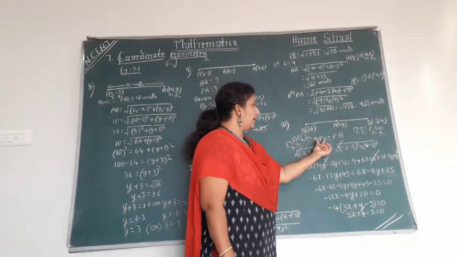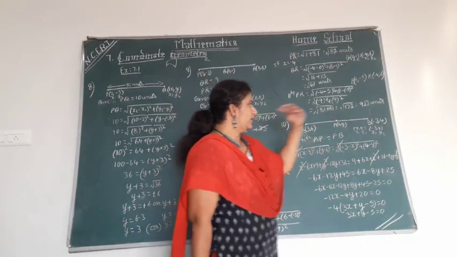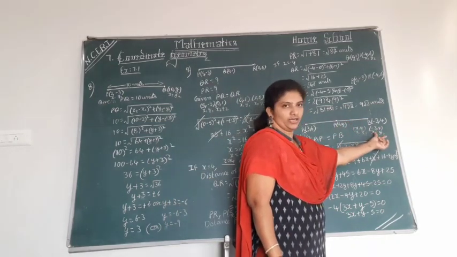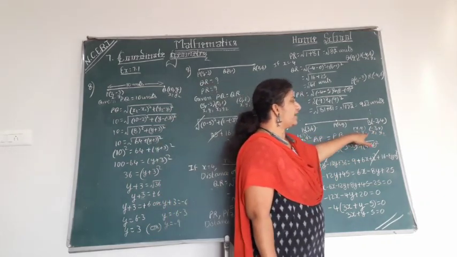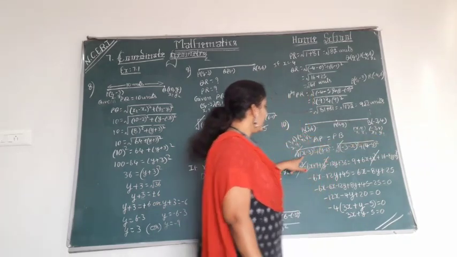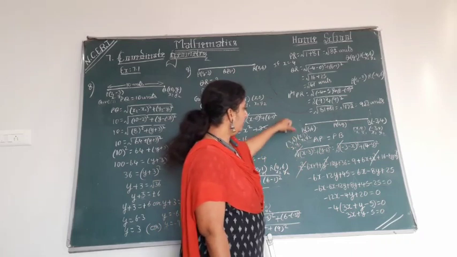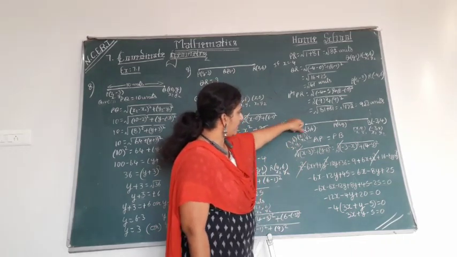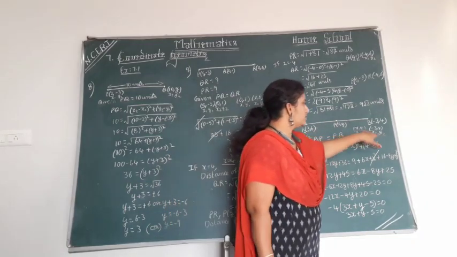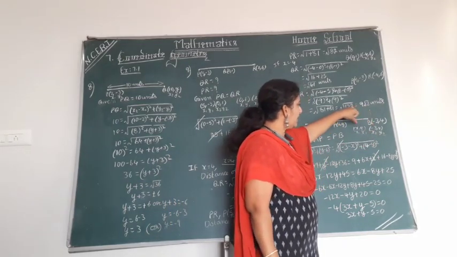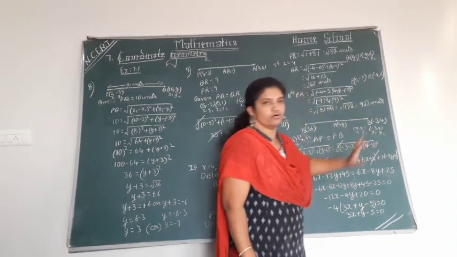Again, look over here. AP equal to PB. A coordinate, P coordinate. P coordinate, B coordinate. X1, Y1, X2, Y2. Apply the distance formula. Orally we'll do it now. So x minus 3 whole square plus y minus 6 whole square. Again look at these two coordinates. Minus 3 minus 6 whole square plus 4 minus y whole square.